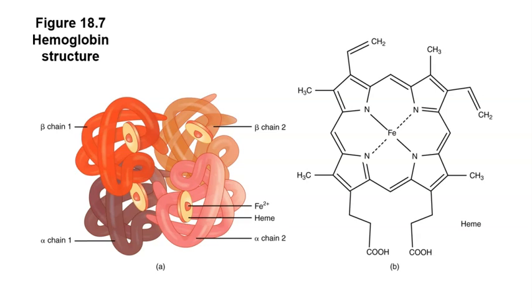Figure 18.7 shows the typical structure of hemoglobin with its 4 protein globin chains, here called alpha chain 1 and alpha chain 2, and beta chain 1 and beta chain 2, along with the iron-containing heme group at the center of each chain. Fe2+ is the chemical symbol for iron.